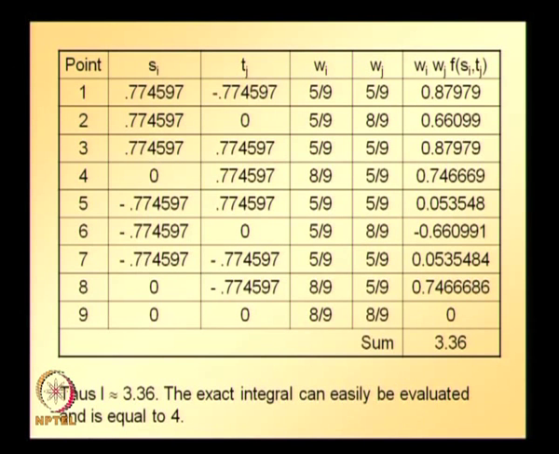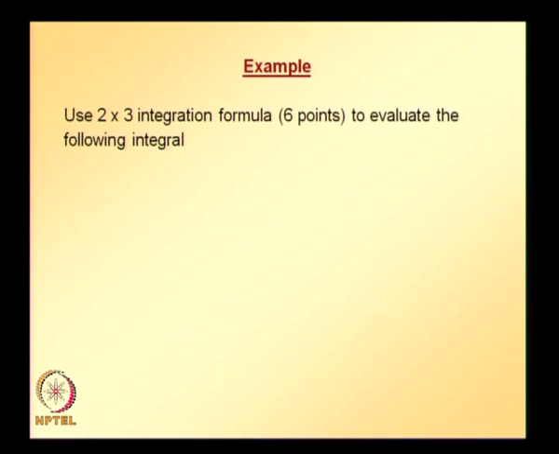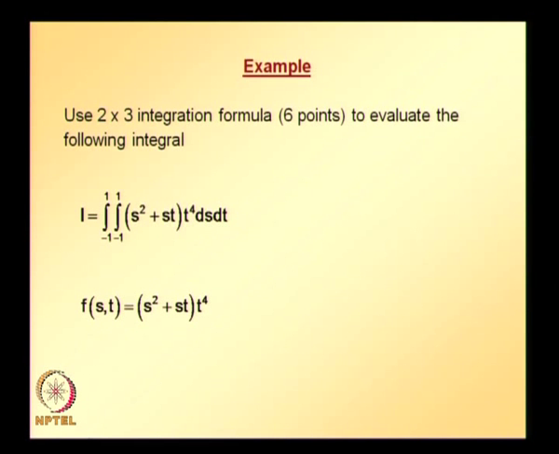So now let us take another example. Use 2 by 2 integration formula, that is total 4 points, to evaluate the following integral: I equals double integral minus 1 to 1, minus 1 to 1 of s square s t times t power 4 ds dt. So, the function is this one. As you can see here, the highest power of S is 2 and the highest power of T is 5.